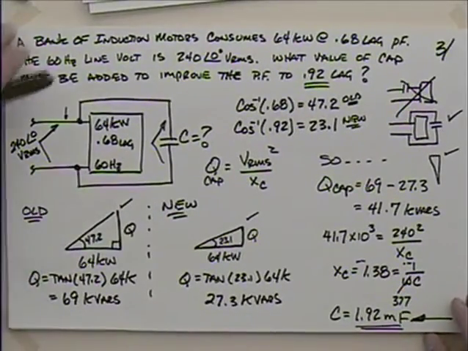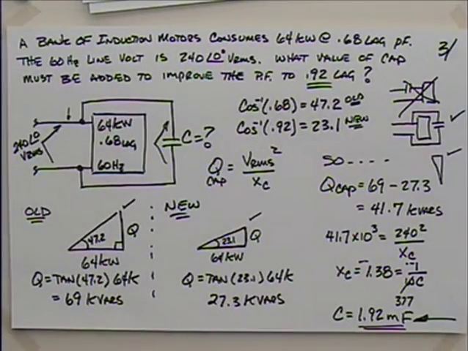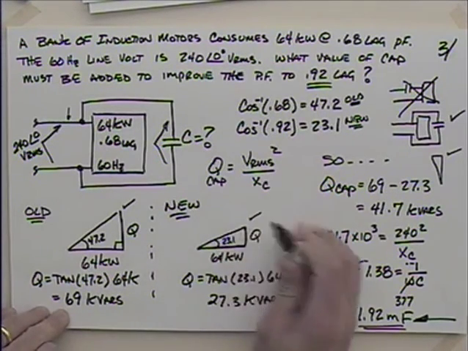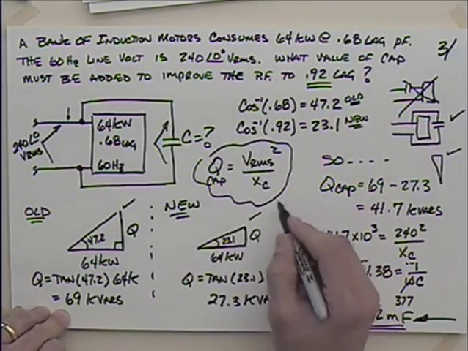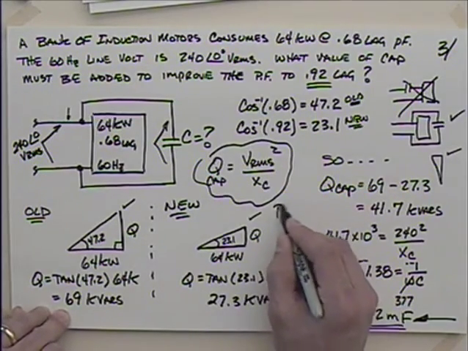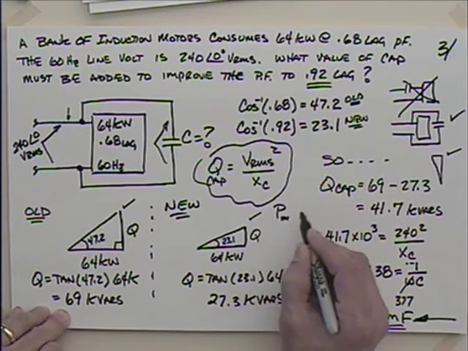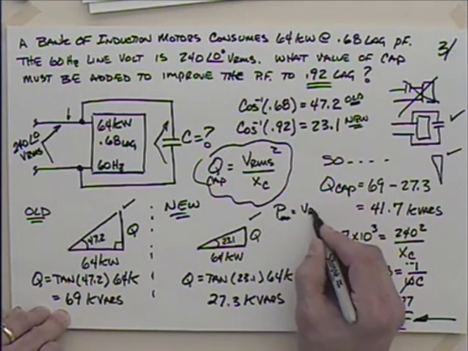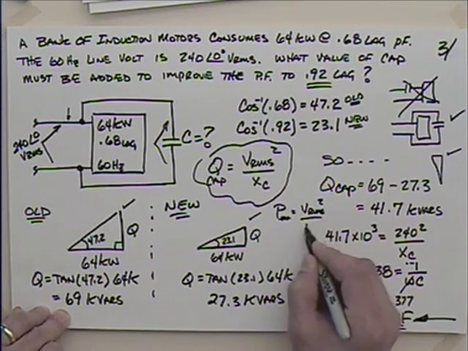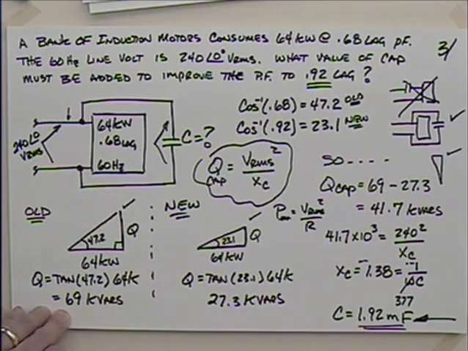In the middle, we're solving for X and C. Where did you get that equation? This one here? Well, it comes from the same place that, if you wanted to talk about the power for a resistor, because that's the average power for a resistor, that would be equal to VRMS squared divided by R, wouldn't it? Same place. Okay.